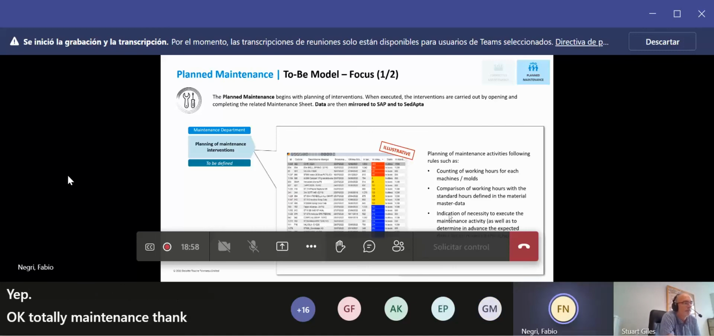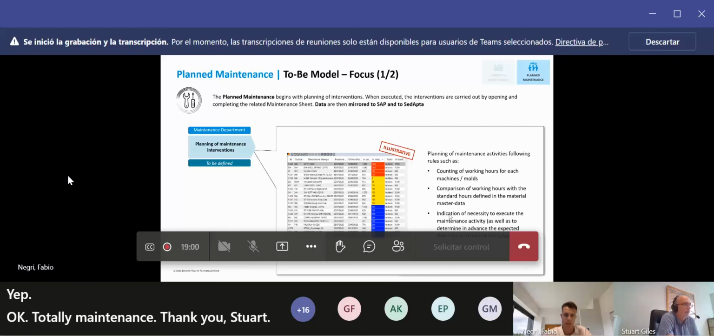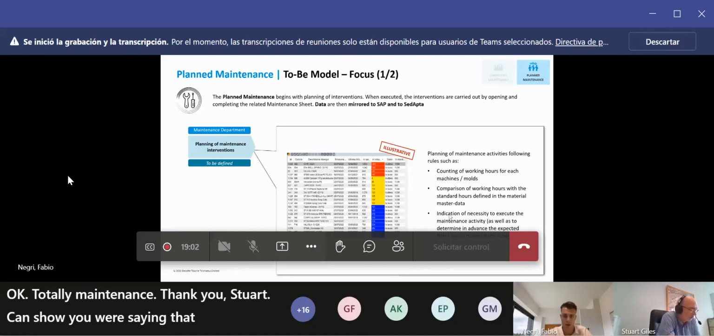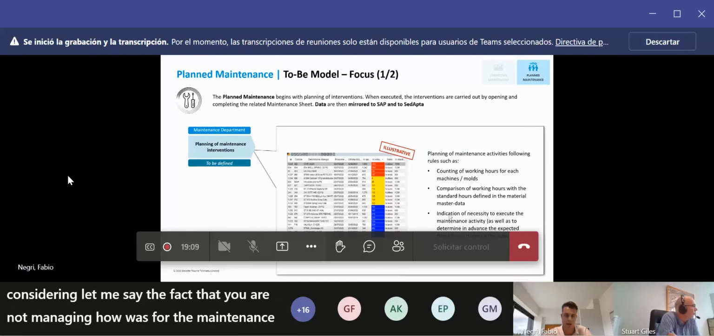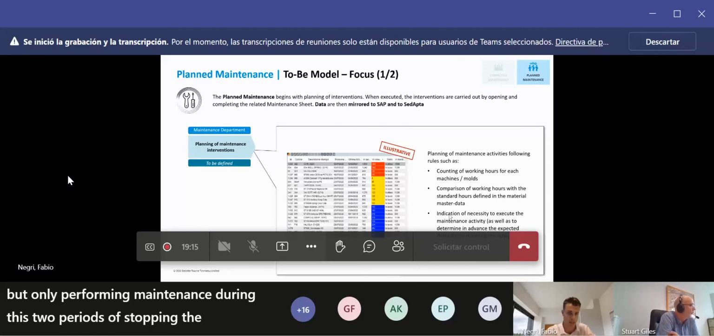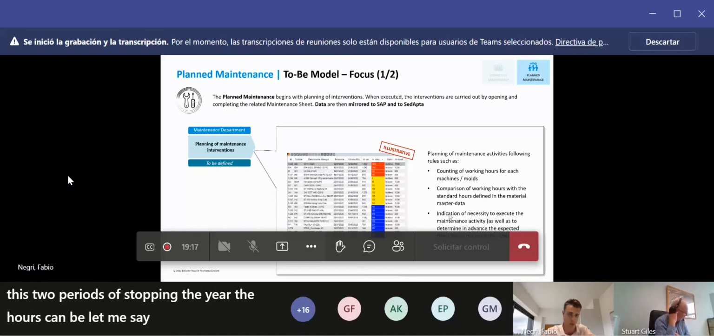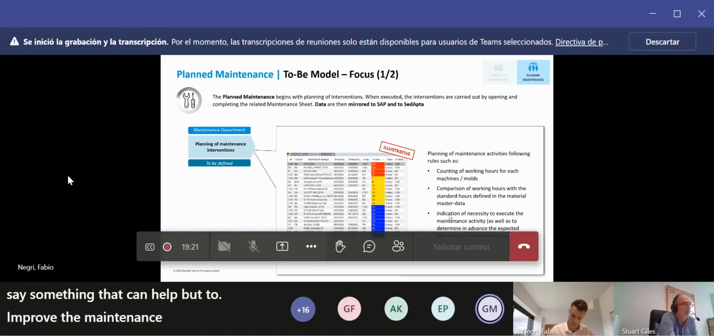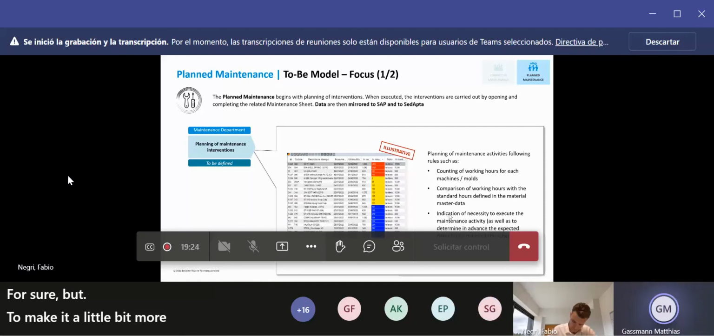Thank you, Stuart. Okay, so you were saying that in general, considering the fact that you are not managing hours for the maintenance, but only performing maintenance during these two periods of stop in the year, the hours can be something that can help to improve the maintenance process. To make it a little bit clearer.